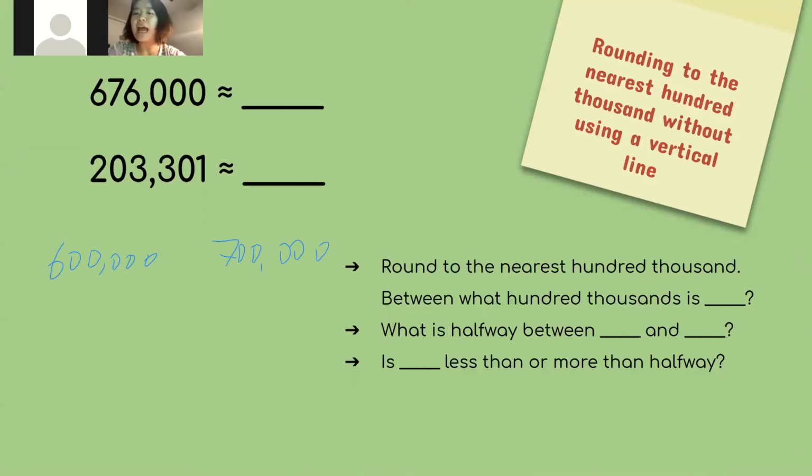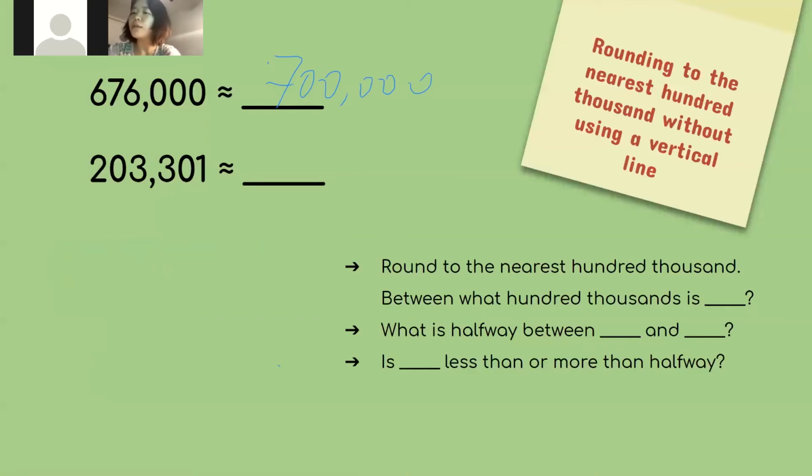Okay, and what is the halfway between 600,000 and 700,000? Answer is 650,000. And is 676,000 less than or more than this halfway point? The answer is more than. Okay, and with the number that is more than the midpoint, we will round this number up. So the answer for this one will be 700,000. Okay. So 676,000 is almost equal to 700,000.